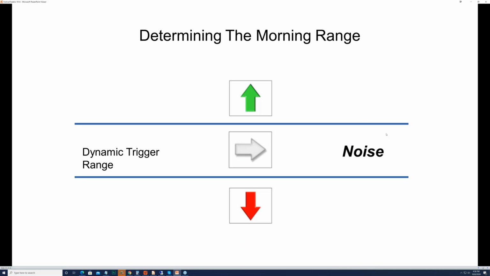All right, so in the morning, what we're basically trying to do is figure out where is the noise level and where is the point where the market wants to break out.